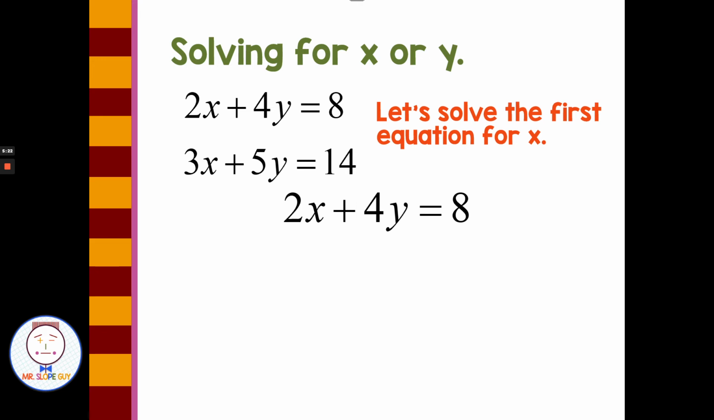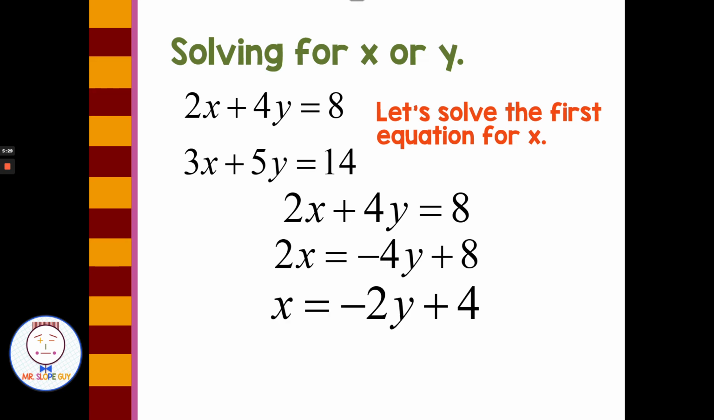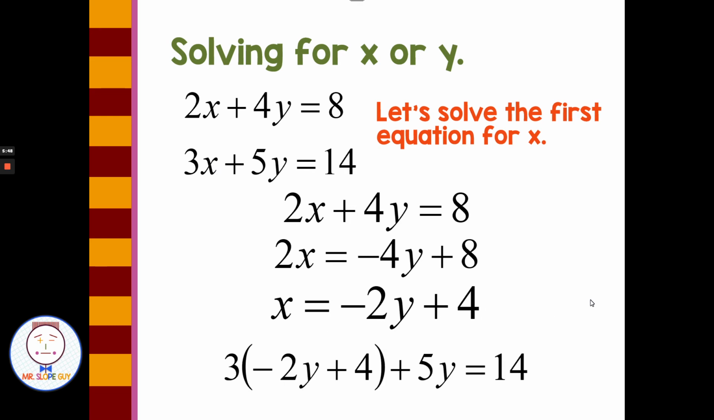To solve for x, I'm going to subtract 4y from each side. And then I'm going to divide by 2. That gets x by itself. So if x equals negative 2y plus 4, then x can be replaced with negative 2y plus 4. So I can go to that other equation, this one I didn't rearrange, and replace this x value with this negative 2y plus 4 to come up with my new equation that just has one variable, it just has y.